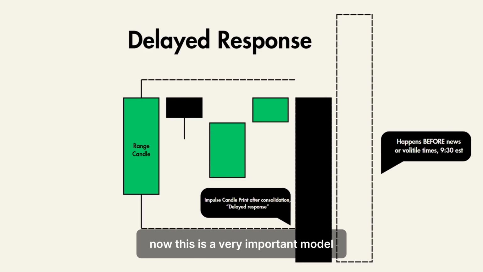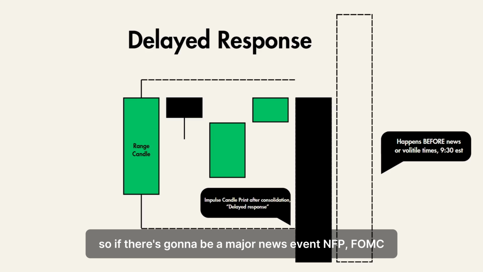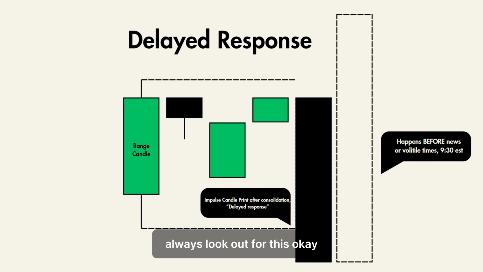Now, this is a very important model I want you guys to also note down. It is the delayed response model. Now, this mainly happens just before news. So if there's going to be a major news event, NFP, FOMC, always look out for this, okay?